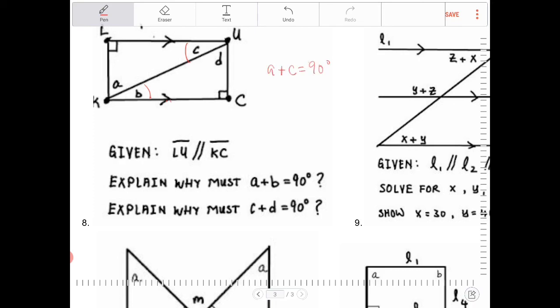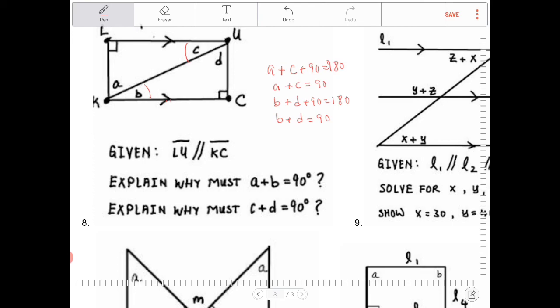Because all three angles in a triangle must add up to 180, right? So let me do that again. A plus C plus 90 is equal to 180. So if this is the case, then A plus C is equal to 90 degrees. Same thing I can say about B plus D plus 90. It should also equal 180. So therefore B plus D is equal to 90 as well. But my goal is to show that A plus B is equal to 90 and C plus D is equal to 90. How can I do that?